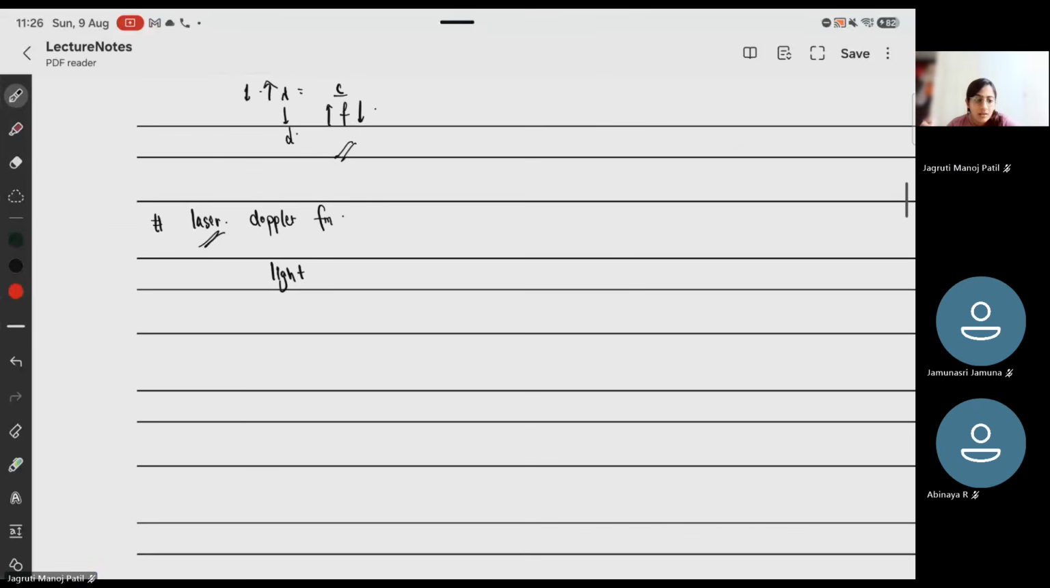Yes, the same principle follows. So the shift frequency here can also be written as 2V cos theta by lambda. Now it changes due to your wavelength. So this is your Doppler shift frequency, this is your velocity of blood flow, this is the angle between the incident beam and the direction of motion, and this is the wavelength of light that you're trying to sample.